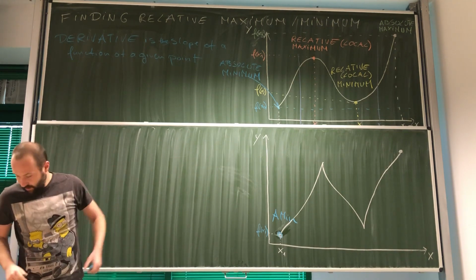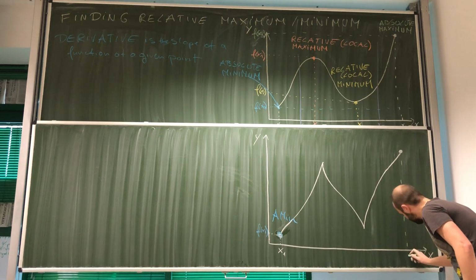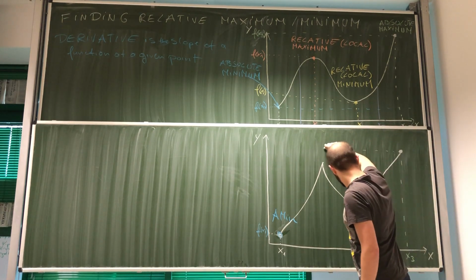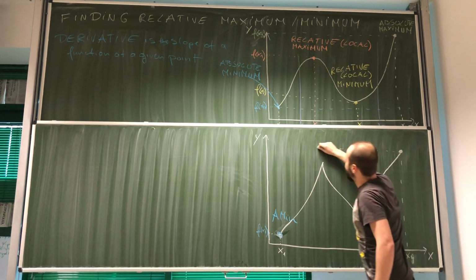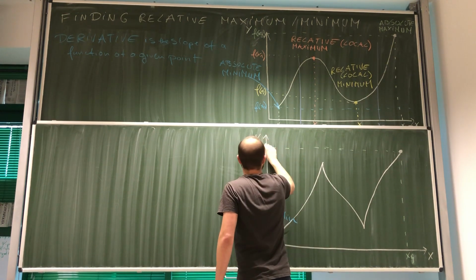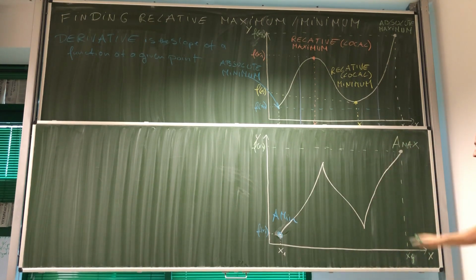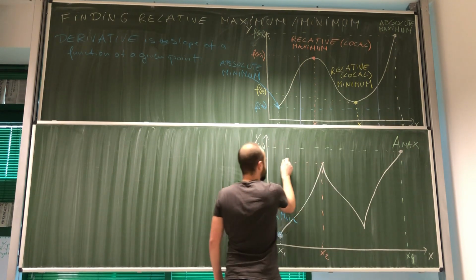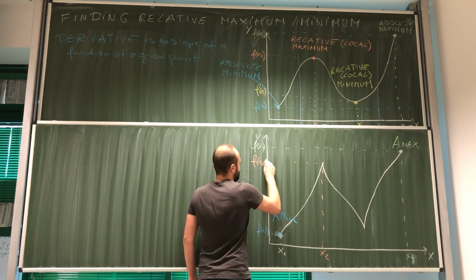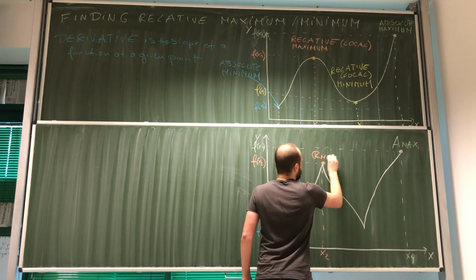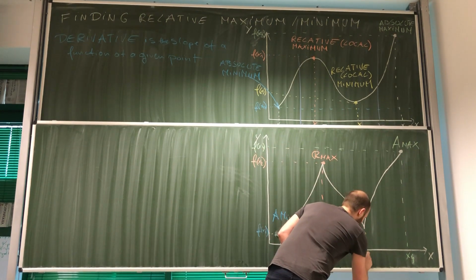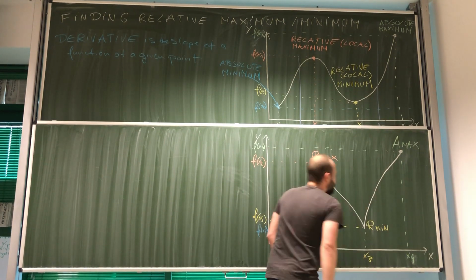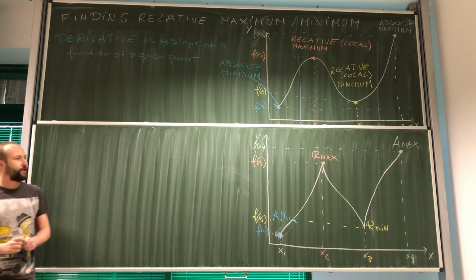Now, the end point over there, let's call it x3, is x4 of course. Here we will have f of x4 is absolute maximum. Now, what about those 2 points? Well, this point over here is relative maximum. This point over here is relative minimum.